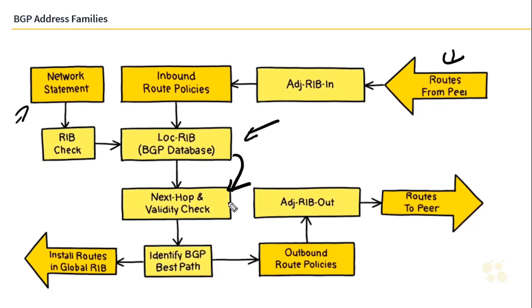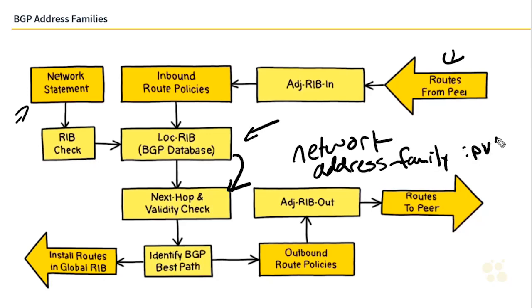Well, why would that run into an issue for you? If I were to issue a network statement in address family IPv4 unicast, but that network didn't exist in the global RIB, it existed in a VRF, we would have a problem. It would not exist. It would fail the RIB check right there.